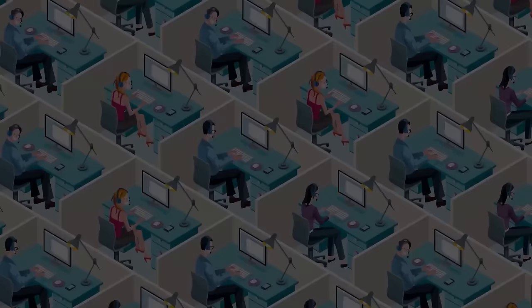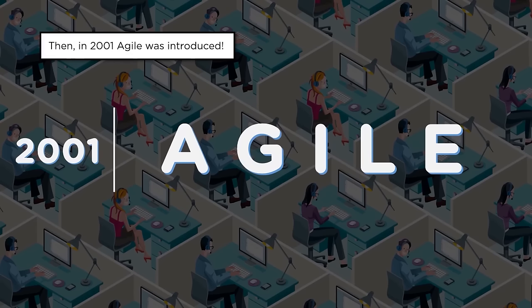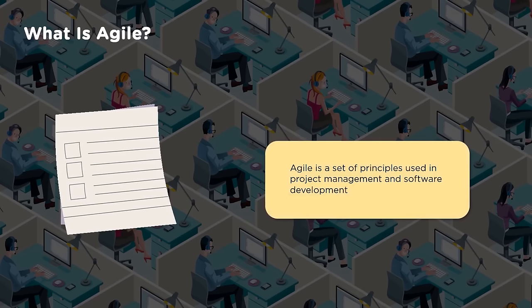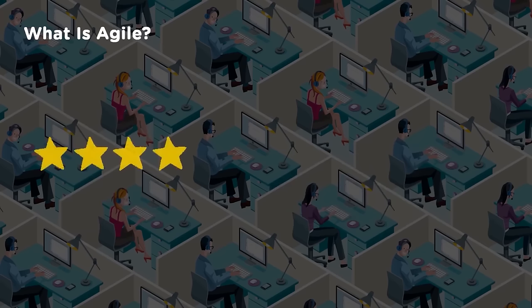In 2001, Agile was introduced. That's where the term Agile came into the picture, where people started realizing what Agile is and why we should adopt Agile methodologies. While it was introduced, the Agile Manifesto was also released. It's a set of principles used in project management and software development. Basically there are 4 points which we need to understand very clearly, so that we are able to understand what Agile is all about.